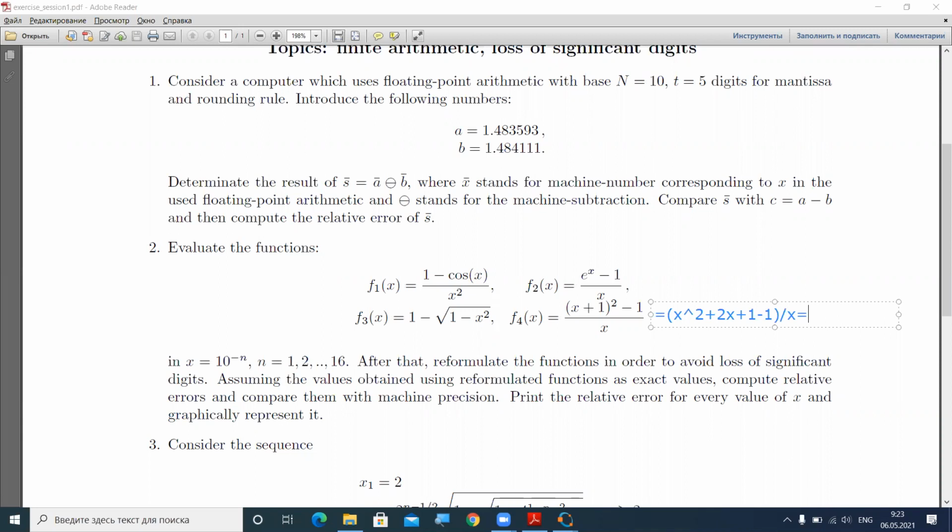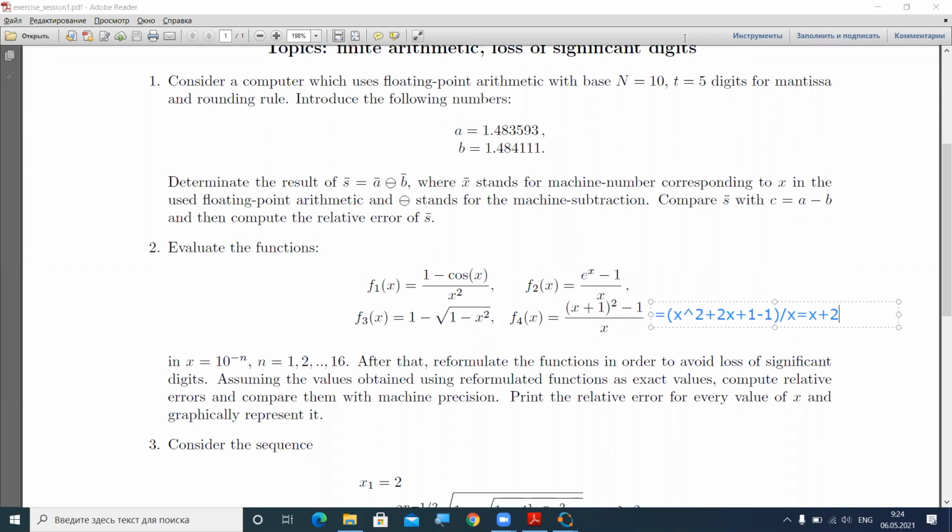So here we have x squared plus 2x over x, so it will be just x plus 2. However, x is not equal to 0 here, so we can divide. So we just have x plus 2.